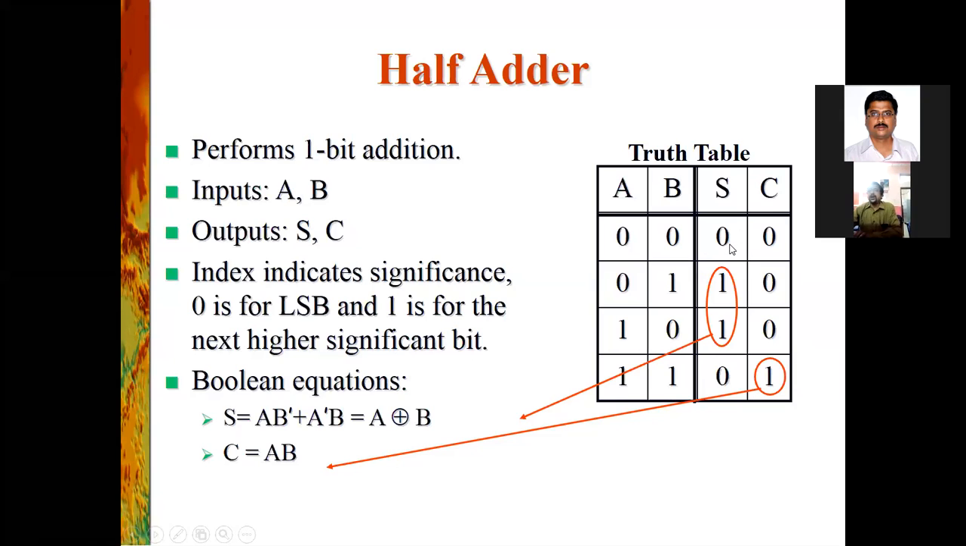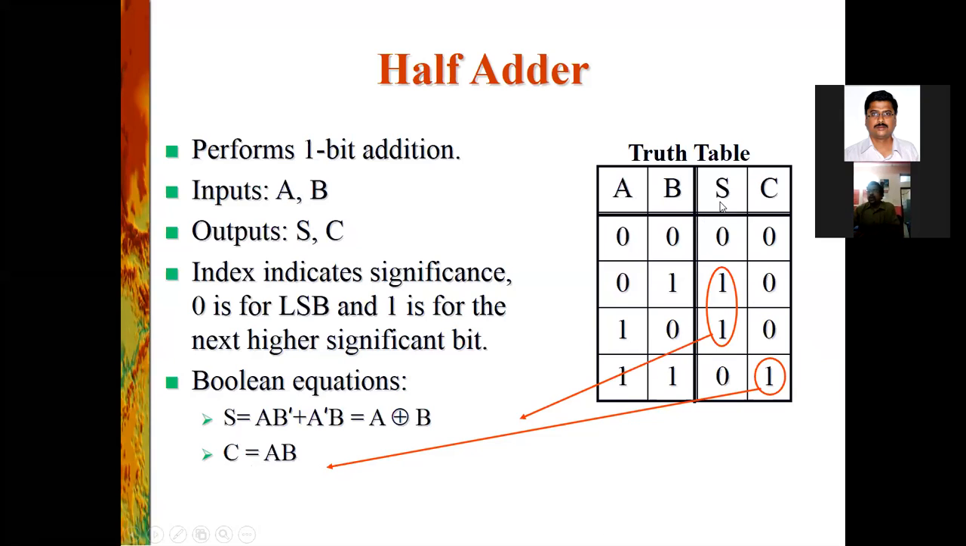Are you getting any idea of this? It is an AND gate. 0 into 0, 0. 0 into 1, 0. 1 into 0, 0. 1 into 1, 1. That means the carry column represents an AND gate. That is, C is equal to A into B. That is why I am writing C, my output, is equal to the AND gate combination, A into B.